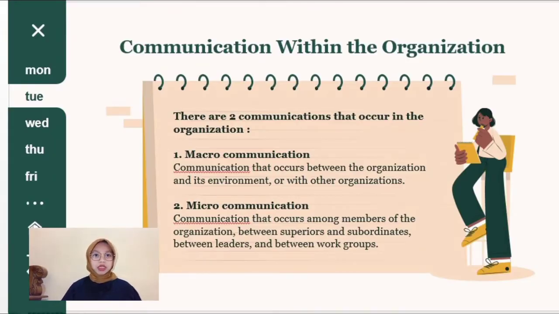There are two communications that occur in organizations. The first one is macro communications and the second one is micro communications. Macro communications occurs between the organizations and its environment or with other organizations. And then micro communications occurs among members of the organizations, between superiors and subordinates, between leaders and between work groups. So micro-organizational communications is interpersonal communications within the organizations.